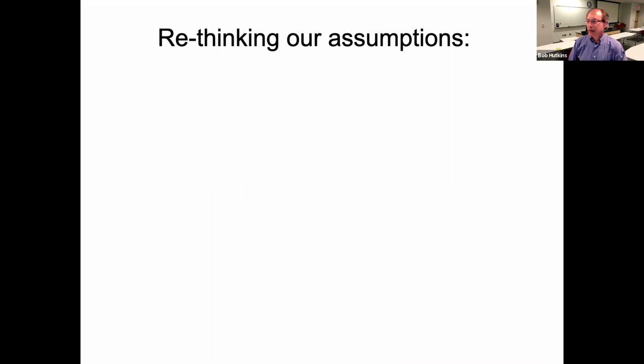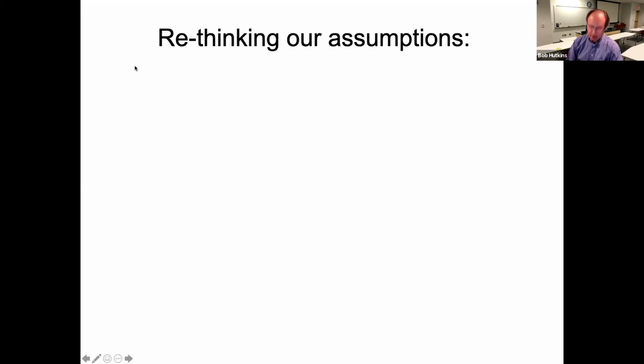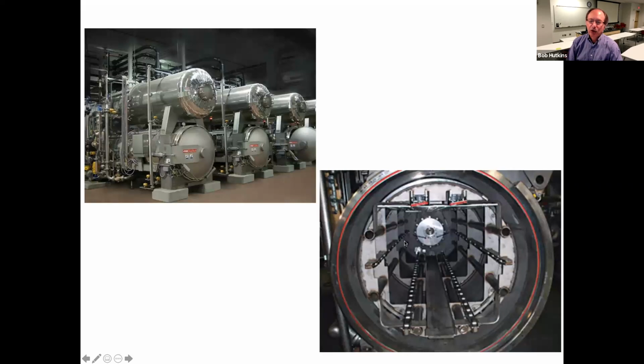So now we have to backtrack. We talked about all the thermokinetic properties, and now I have to tell you to rethink some assumptions. You put a food in, however you're going to heat it. It could be in this retort. You put the doors open, we put the food in a can, we seal the can, and we put it in the retort. Now we're going to process it.